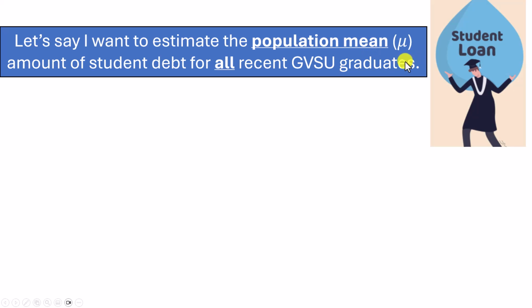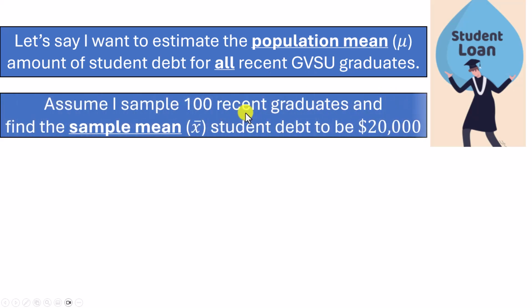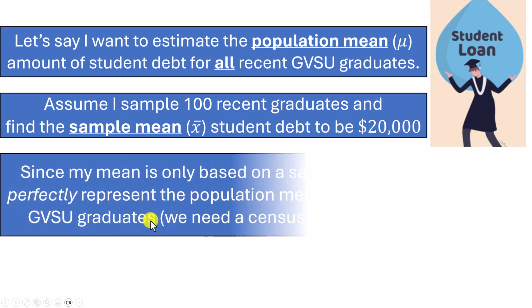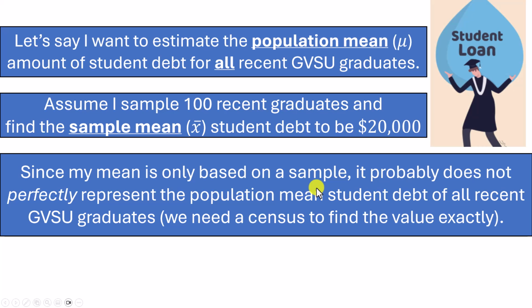But most likely, I'm not going to be able to gather data from all of the recent Grand Valley graduates. So instead, I'm going to be settling for a sample. So let's assume that I sample 100 recent Grand Valley graduates, and I find the sample mean, x bar, to be $20,000. Since my mean is only based on a sample, it probably does not perfectly represent the population mean student debt of all recent Grand Valley graduates.